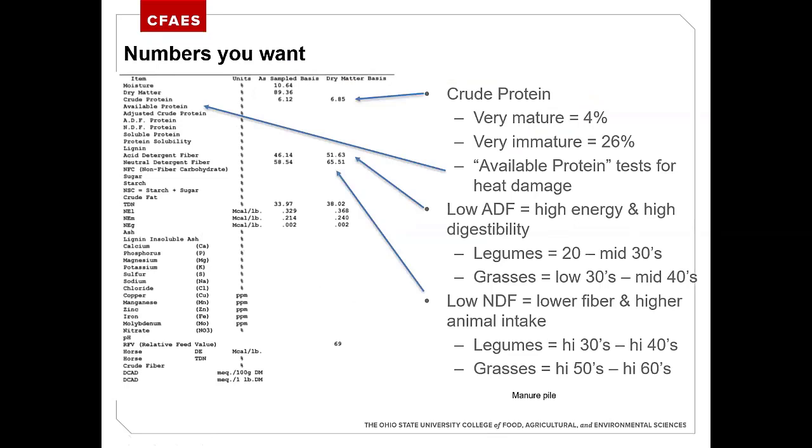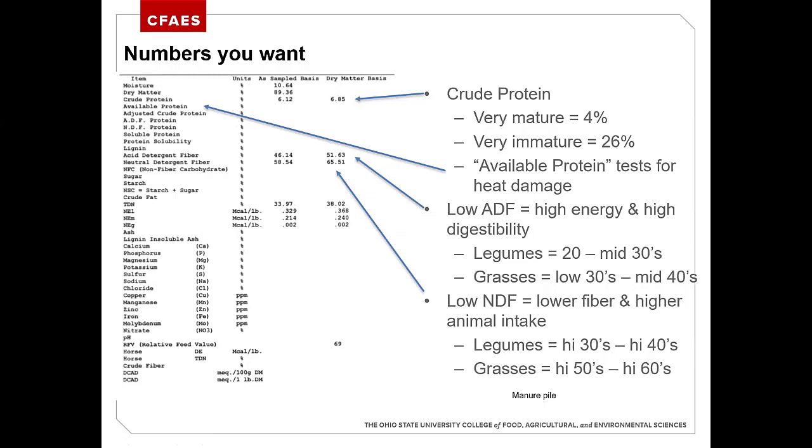So some of the things are going to be on here. Number one is your crude protein. That's what a lot of producers look at, that number. There's a lot more things that we want to look at when we get these samples back. But the lower the crude protein value, that's probably a more mature forage. Very immature, you know, we could be up to 26%, but again, our yield's not going to be as much.